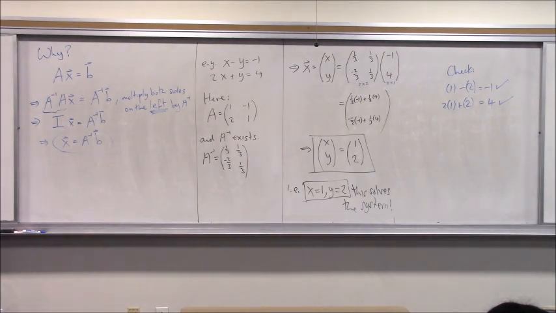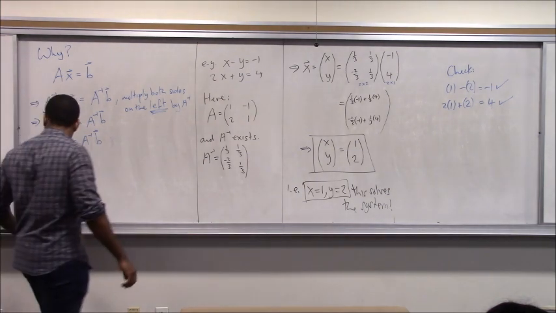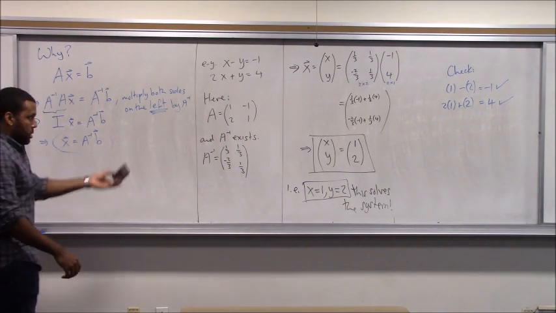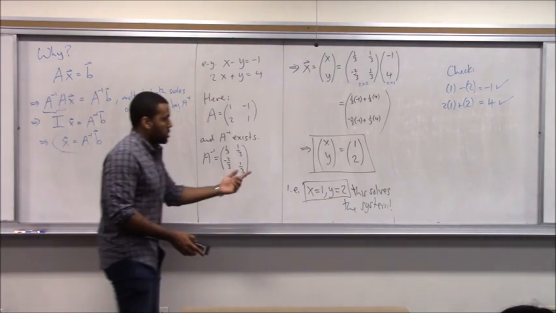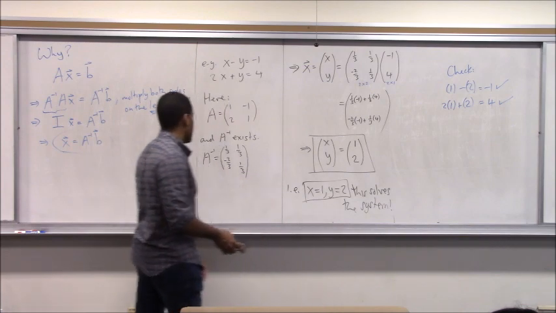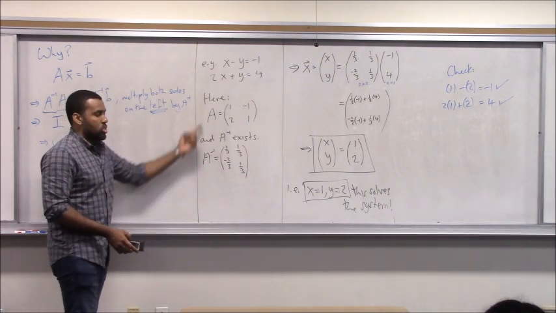Okay. That ends this section. We're going to see more ways to solve systems in the next section. We're also going to see ways to find inverses when you don't have the 2 by 2 case.